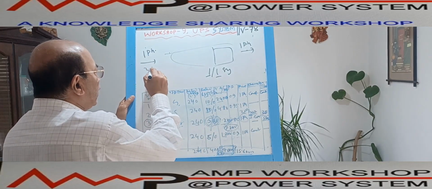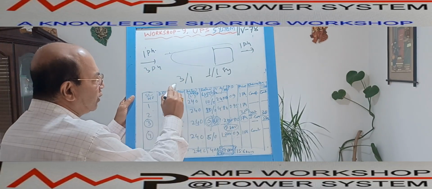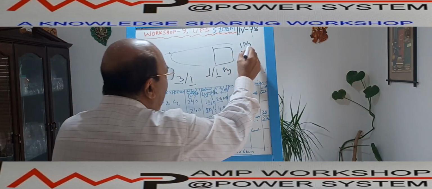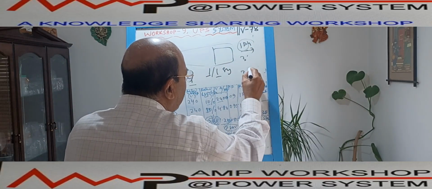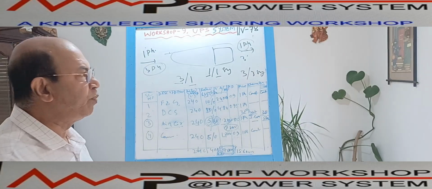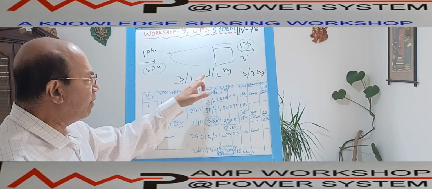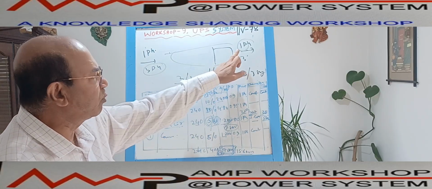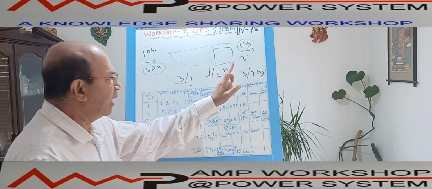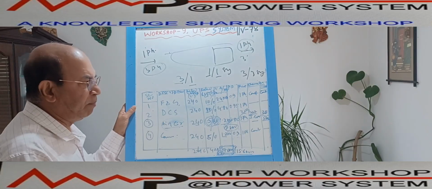But if the input is three phase and output is single phase, we say 3/1 system, meaning input is three phase, output is single phase. But if the input is three phase and output is three phase, then we say 3/3 system. So these are the three terminologies we use when we size the UPS: 1/1 system, 3/1 system or 3/3 system. 1/1 system means input is single phase, output is single phase. 3/1 means input is three phase, output is single phase. Here input is three phase, output is three phase. So this will decide the UPS configuration.